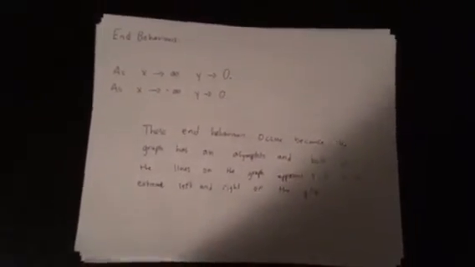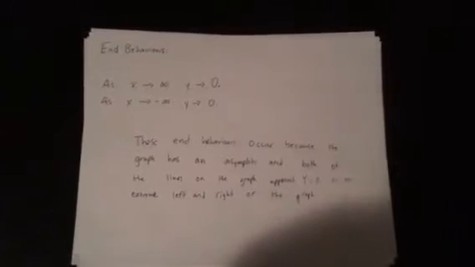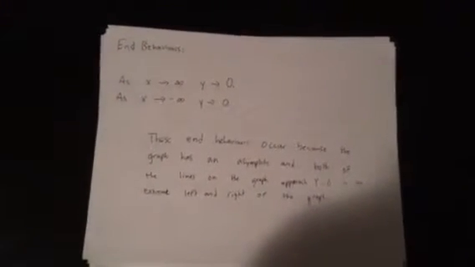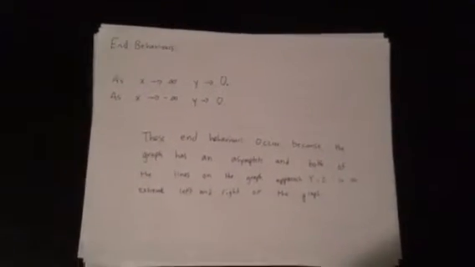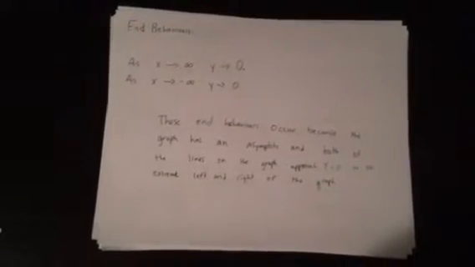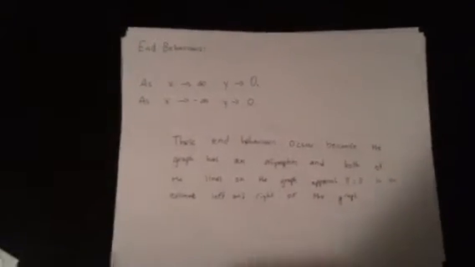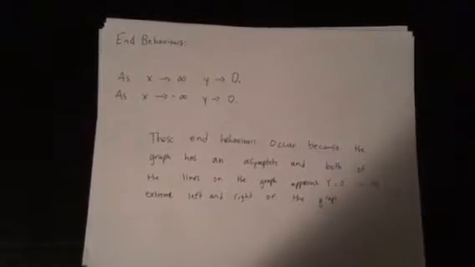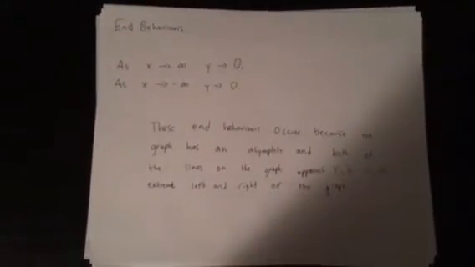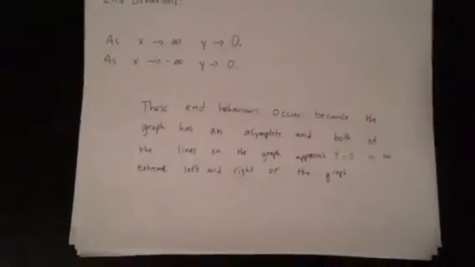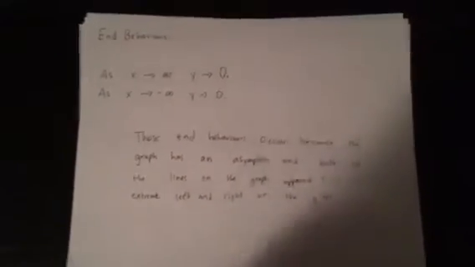Our end behaviors: as x approaches infinity, y approaches 0, and as x approaches negative infinity, y also approaches 0. This happens because we have a horizontal asymptote at 0, which both of the graphs lean or go towards at very large or very small x values.